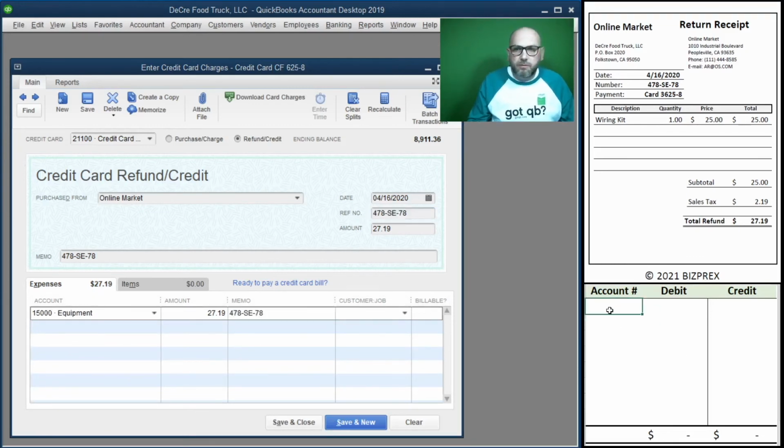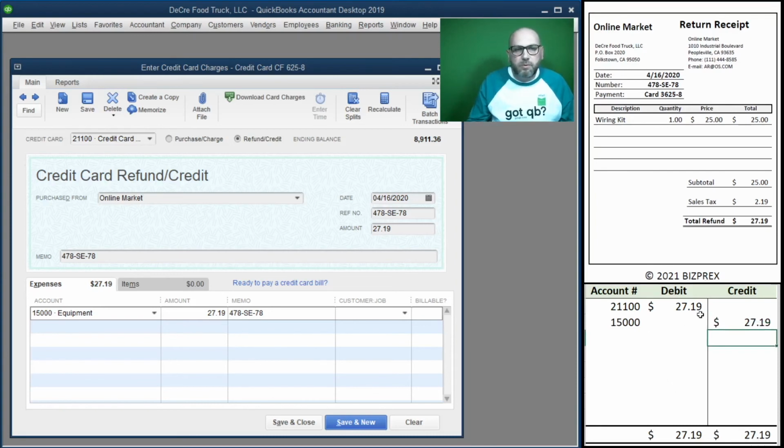So here we are. What's happening? What's happening to our credit card account? Well, the balance, the liability, the money we owe, is going down because we're returning some merchandise, so the vendor will refund the credit card company, and that will reduce how much money we owe. Here it is. What else is happening? Well, we're returning a wiring kit, and it was included in the cost of the equipment. However, it turns out we didn't need it.